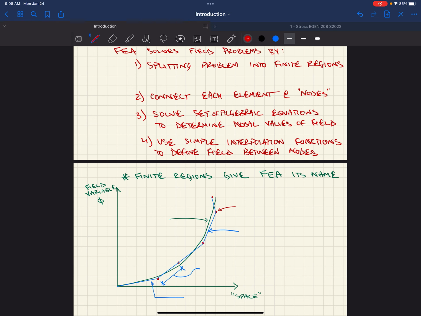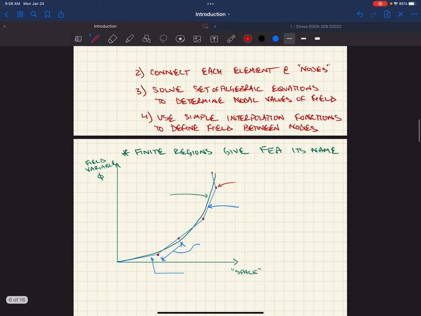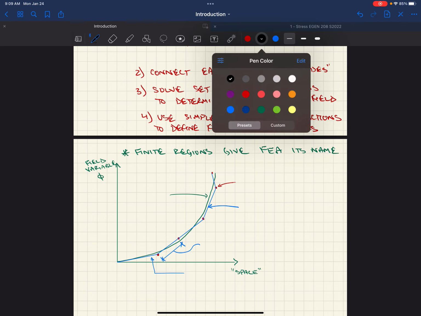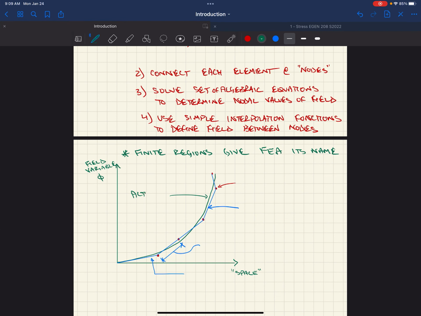So as mentioned, the finite regions give finite element analysis its name. So if we had this field variable phi, and it varied over space, our green line would be, say, our exact or actual solution. This would be our actual solution. Right, this nice clean curve that varied as we move through space, along the length or over an area or surface. This field variable might be displacement, might be rotation, might be temperature, okay?